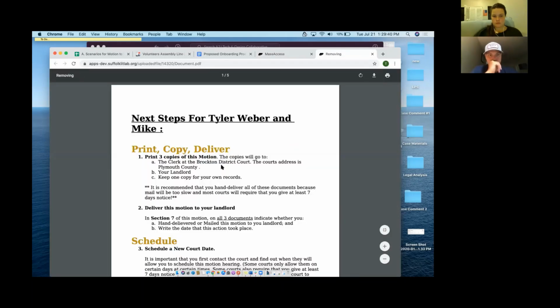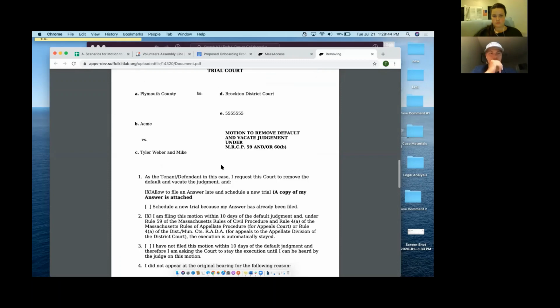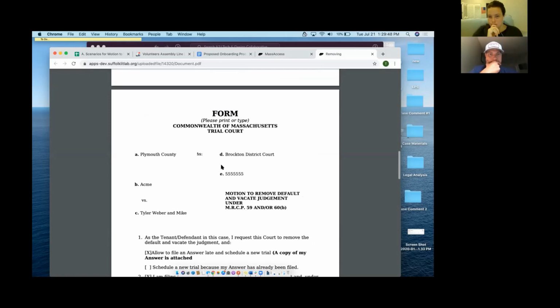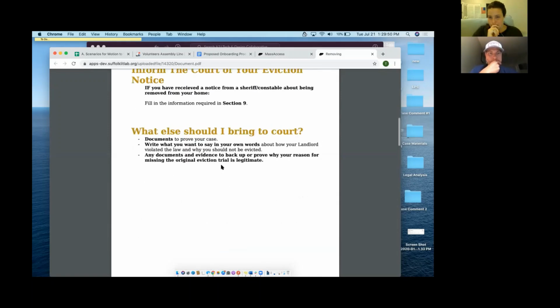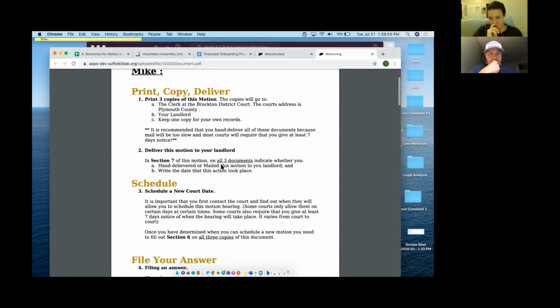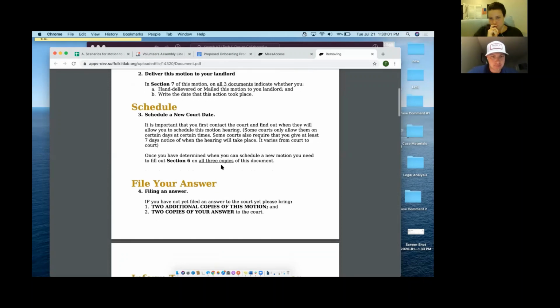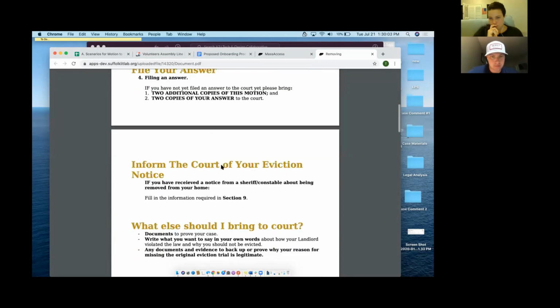I will say that section 9 only appears if you click yes to the question about receiving a notice from a sheriff or constable. So I don't remember what Tyler clicked, but it might not be in this. Right. Where is it? It says if you, where is it? I just saw it in the instructions. Right there. Oh, here we go.